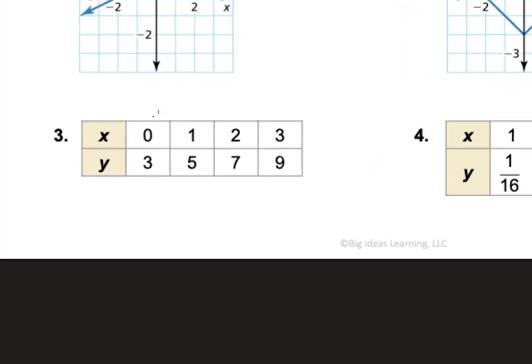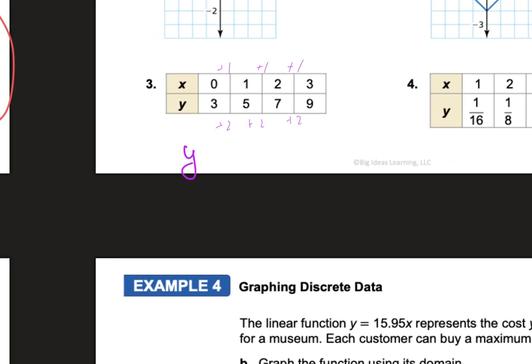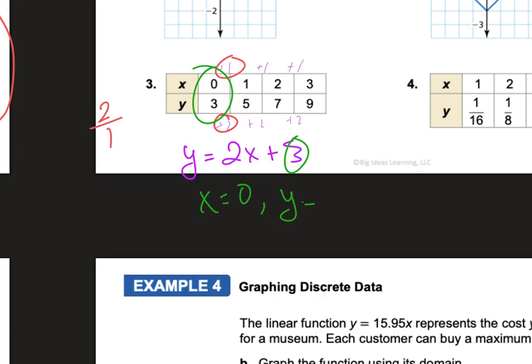Is this one linear? Well, x is going up 1, up 1, up 1. Y is going up 2, up 2, up 2. Yeah, this is actually y equals 2x plus 3. How do I know that? My slope is rise 2, run 1 because of this. My y-intercept is 3 because of this. When x is 0, that's when you get the y-intercept, whenever x is 0, okay?